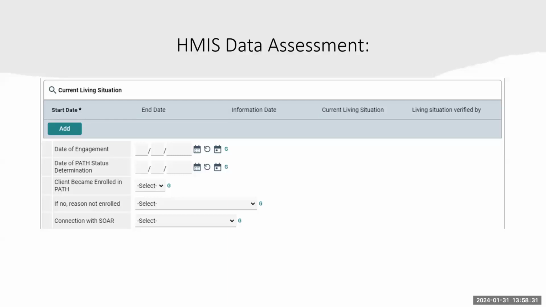The HMIS data assessment that you're going to be seeing in the system looks a little bit like this. So there's a current living situation sub-assessment, which we will review in a second, the date of engagement, the date of PATH status determination, if the client became enrolled in PATH, yes or no, and if no, what was the reason they were not enrolled, and was there a connection with SOAR?